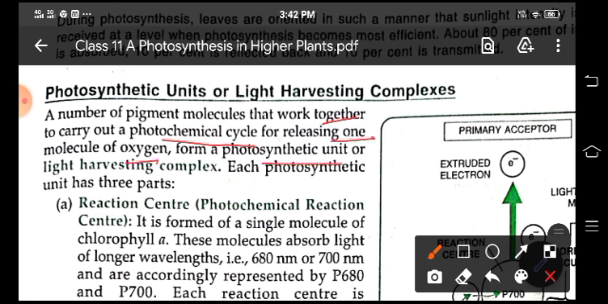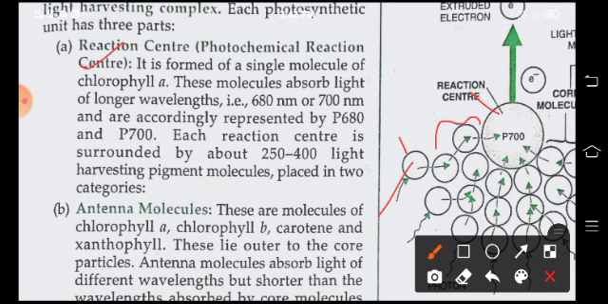Now this photosynthetic unit has three main parts: the reaction center. See, this is a reaction center. Then they have the antenna molecules and they have core molecules. Okay, now reaction center is also known as a photochemical reaction center. Now this is formed of a single molecule of chlorophyll A. This is the reaction center.